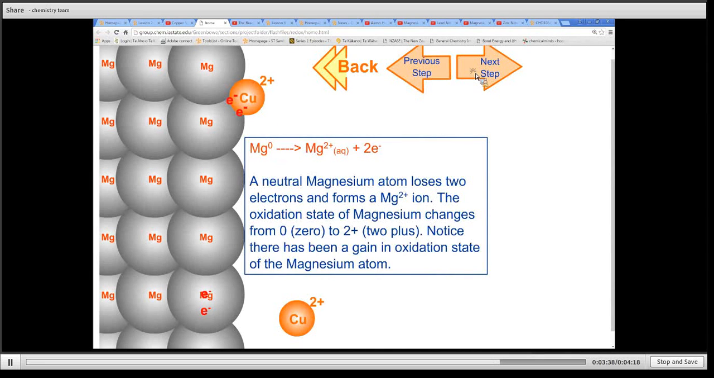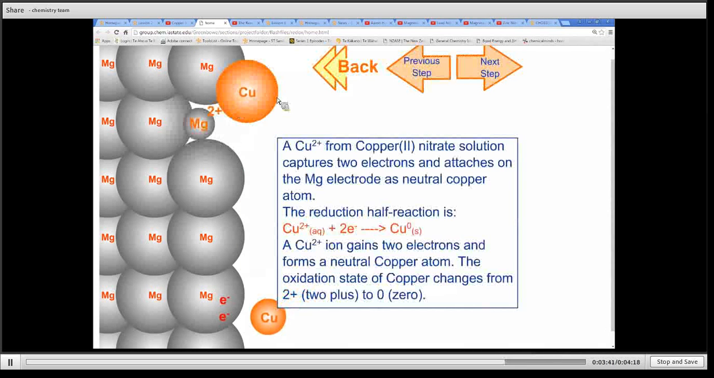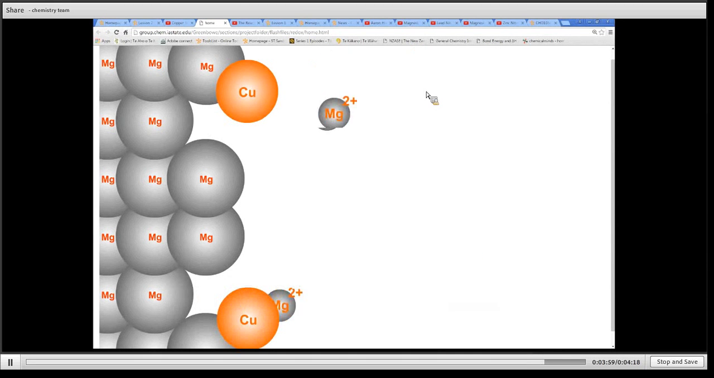And now what happens is the copper ion has gained those electrons, so it is now neutral, whereas magnesium has become positive. And so we show that our copper ions have gained electrons to form copper metal. And so the magnesium ions now go into solution.